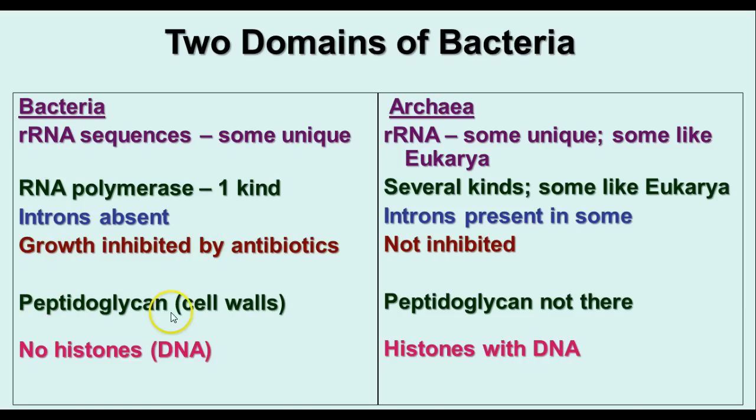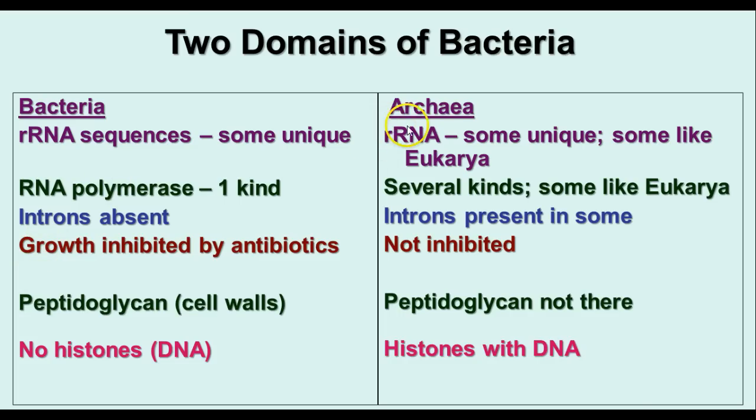Their cell walls have a substance called peptidoglycan, which is a complex of protein and carbohydrate unique to Kingdom Eubacteria. And their DNA does not have any histones, those little proteins that the DNA spools around or wraps around as it makes the chromosomes.